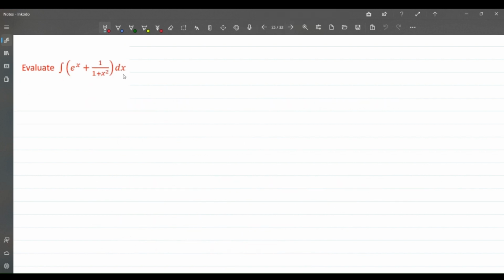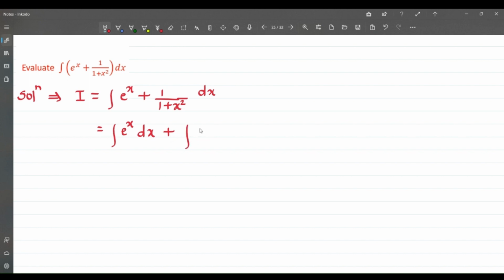Next, evaluate integration of e raised to x plus 1 upon 1 plus x square. First, we'll take this integration as capital I, integration of e raised to x plus 1 upon 1 plus x square into dx. Now, what do we have to do here? First, we have to separate the integration, meaning we take integration and dx to each term: integration e raised to x dx, integration 1 upon 1 plus x square dx.